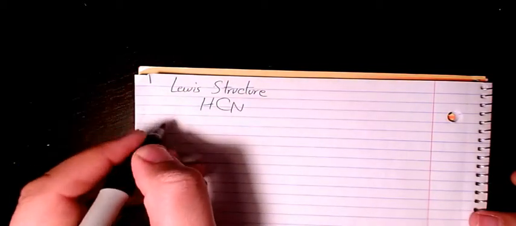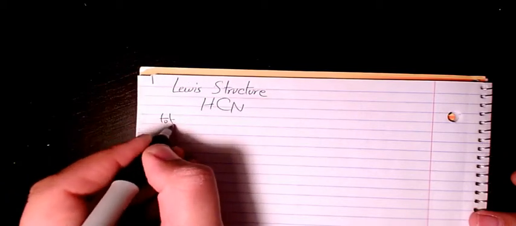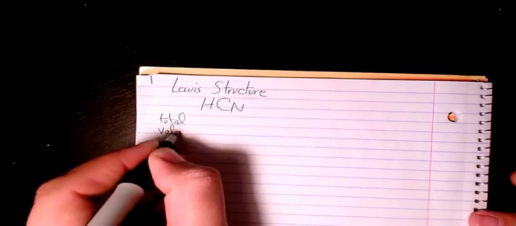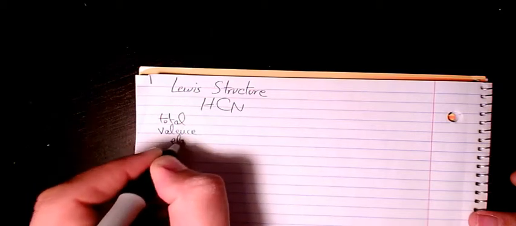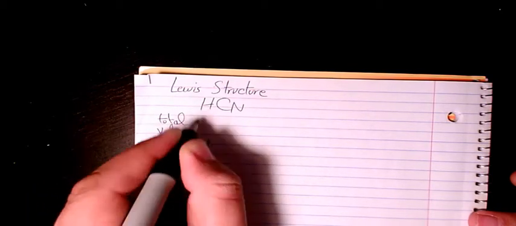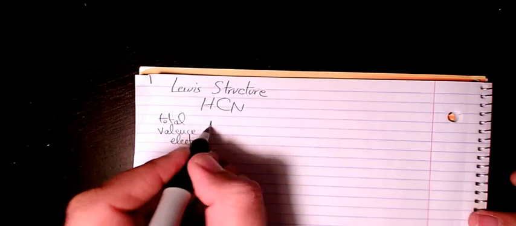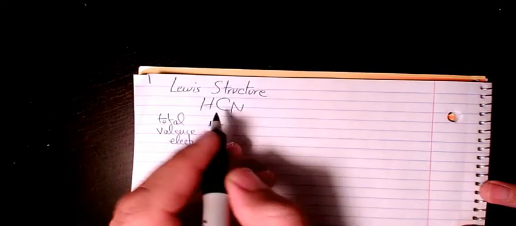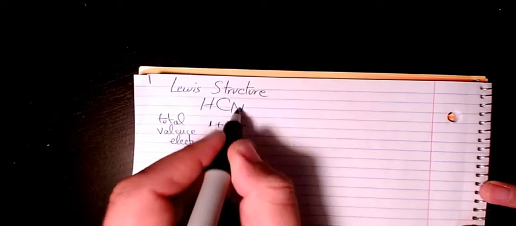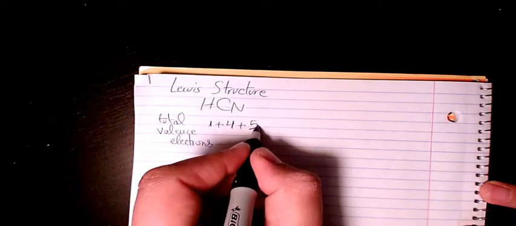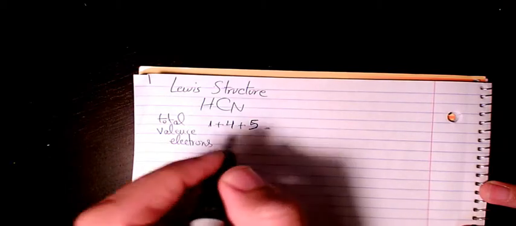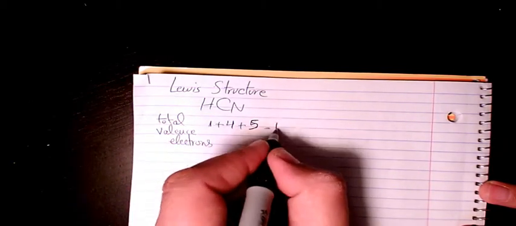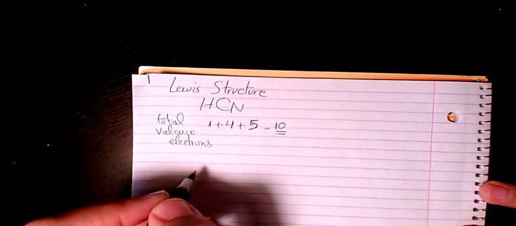So first of all, I find the total valence electrons. Hydrogen has only one electron in the valence shell. Carbon has 4 of them, and nitrogen has 5 electrons in their valence shell. So it's going to be 1 plus 4 plus 5, which is 10, the total valence electrons.